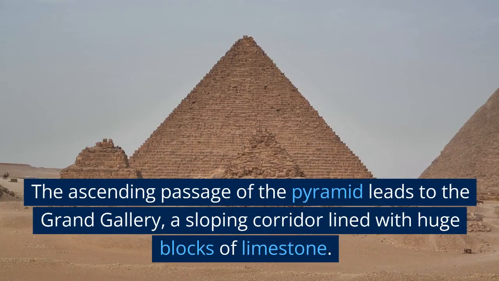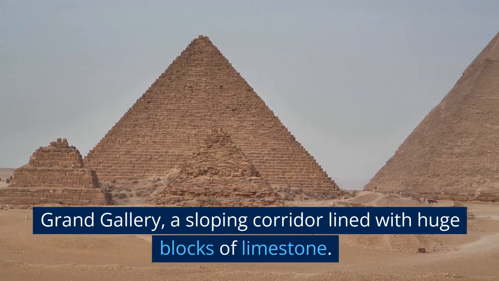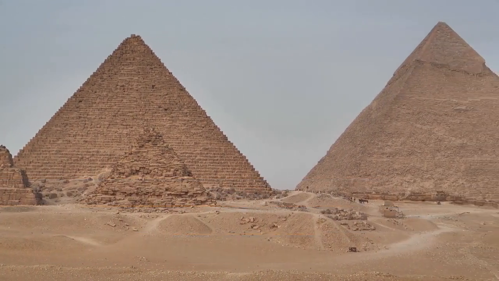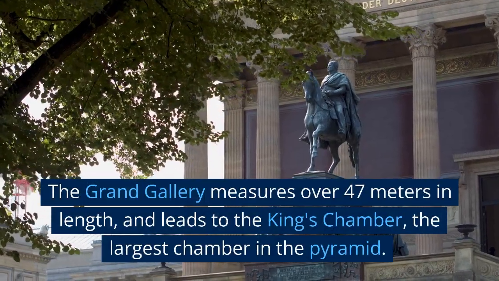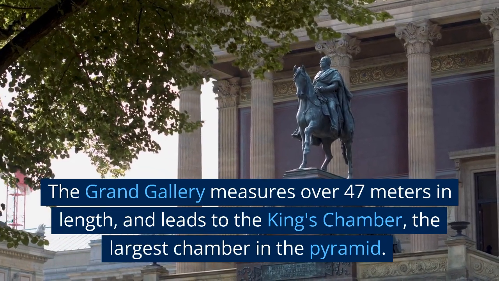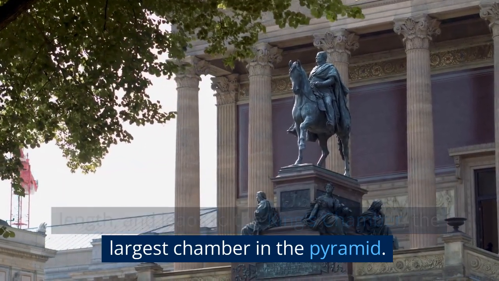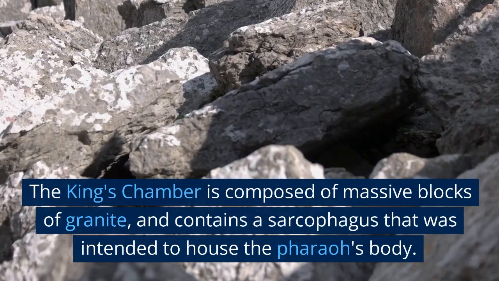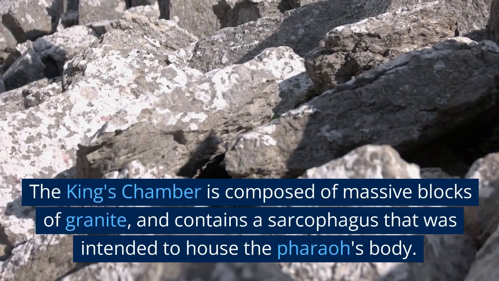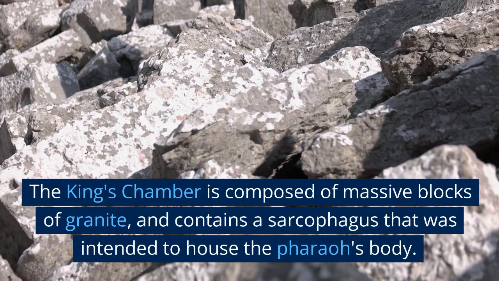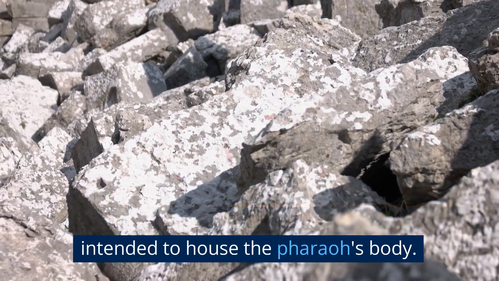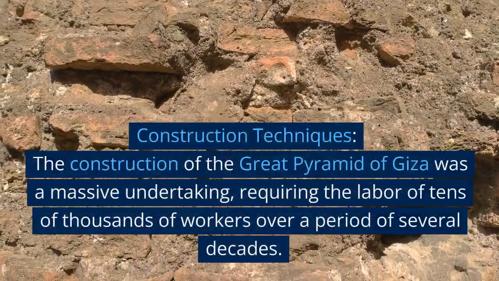This chamber was carved out of the bedrock, and was intended to serve as the burial chamber for the pharaoh's body. However, Khufu was ultimately buried in a separate chamber located higher up in the pyramid. The ascending passage of the pyramid leads to the Grand Gallery, a sloping corridor lined with huge blocks of limestone. The Grand Gallery measures over 47 meters in length, and leads to the King's Chamber, the largest chamber in the pyramid. The King's Chamber is composed of massive blocks of granite, and contains a sarcophagus that was intended to house the pharaoh's body.